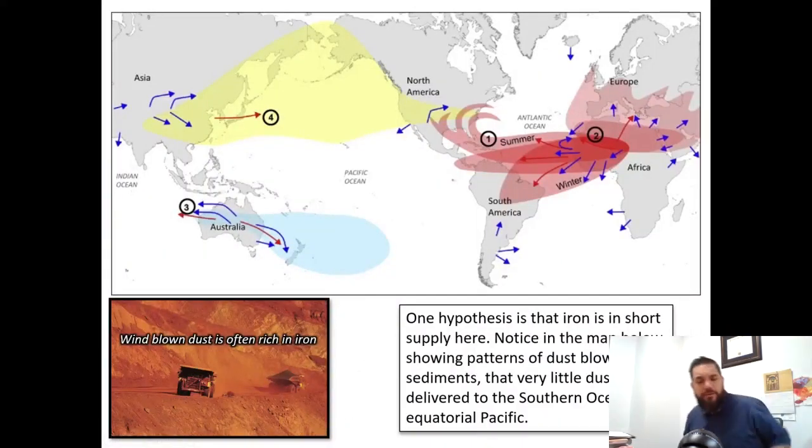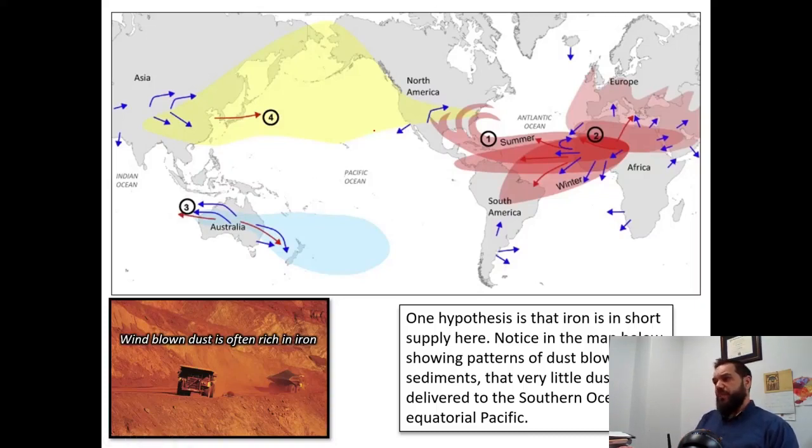Some scientists think this could be because there are other limiting nutrients that are not present, especially iron. Iron is a very important nutrient, and it's a very limited nutrient in the ocean water. Remember from our ocean water chemistry lectures, there's very little iron, just trace amounts of iron in the water. It gets used up very quickly by phytoplankton, okay?